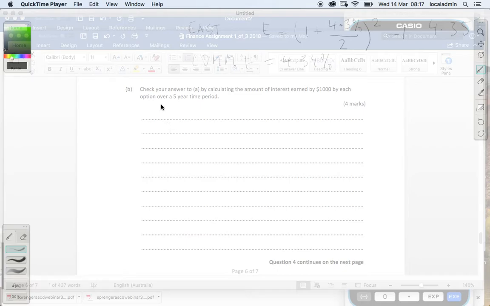Now we're up to 4b. 4b is asking to check your answer to A. So we said that Any Bank has the best offer because it has 4.36, which is just 0.01% more than the others. We check by calculating the amount of interest earned by $1,000, by each option, over a 5-year period.